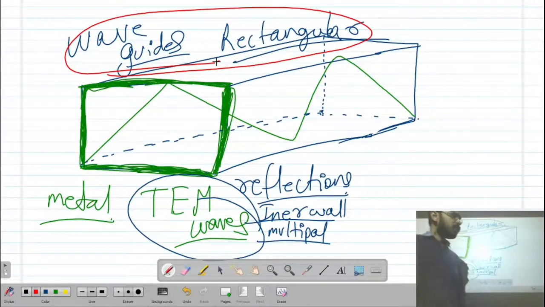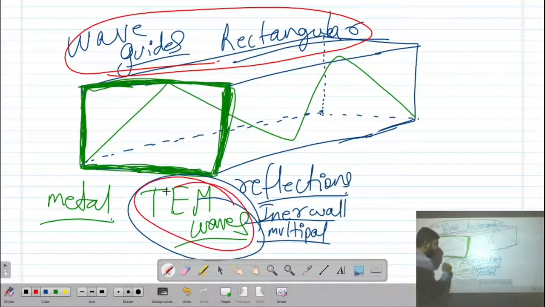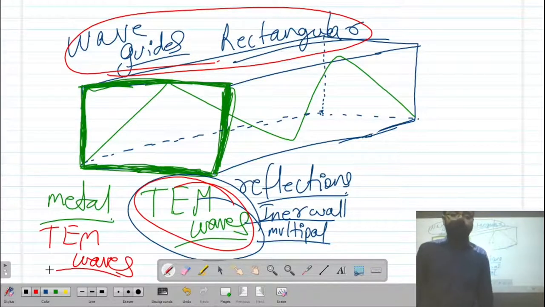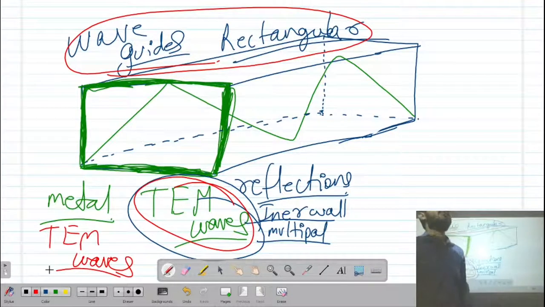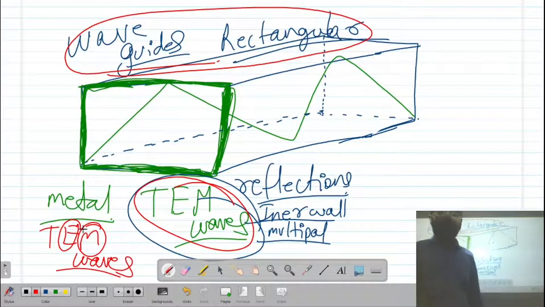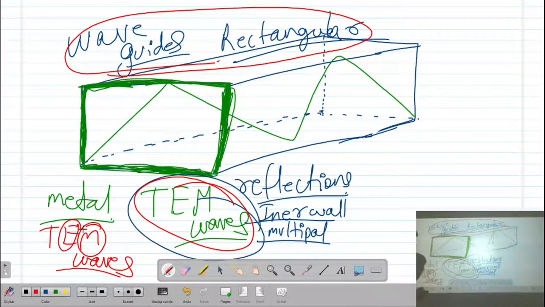Now, we are dealing with TEM waves, that is transverse electromagnetic waves. Try to understand the physical meaning of a transverse electromagnetic wave: both the electric field and the magnetic field will be perpendicular to the direction of propagation.